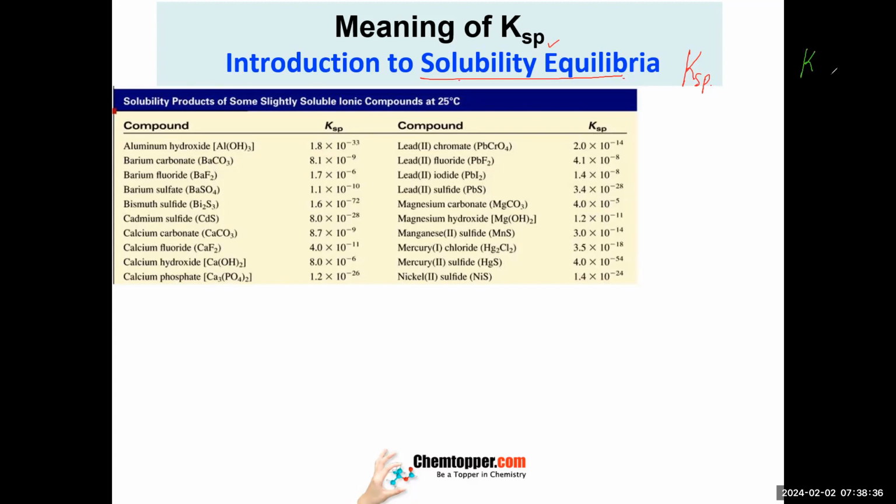We started learning about Kc, then we learned about Kp, then now we are going to learn about Ksp. It's only equilibrium. All of them are equilibriums. Expression writing, how to write down the K expression, the magnitude of K, the mathematical operations on K, the Le Chatelier principle, whatever we did, all are applicable.